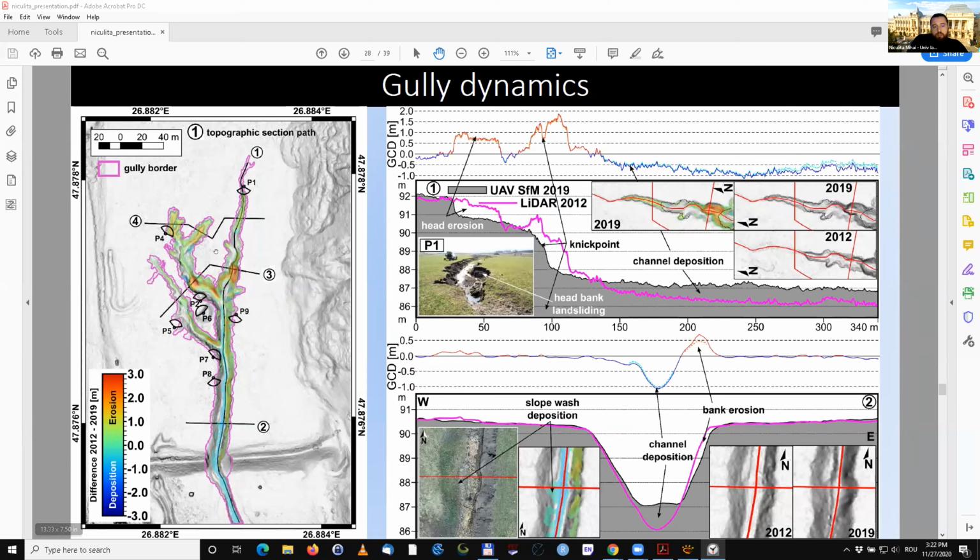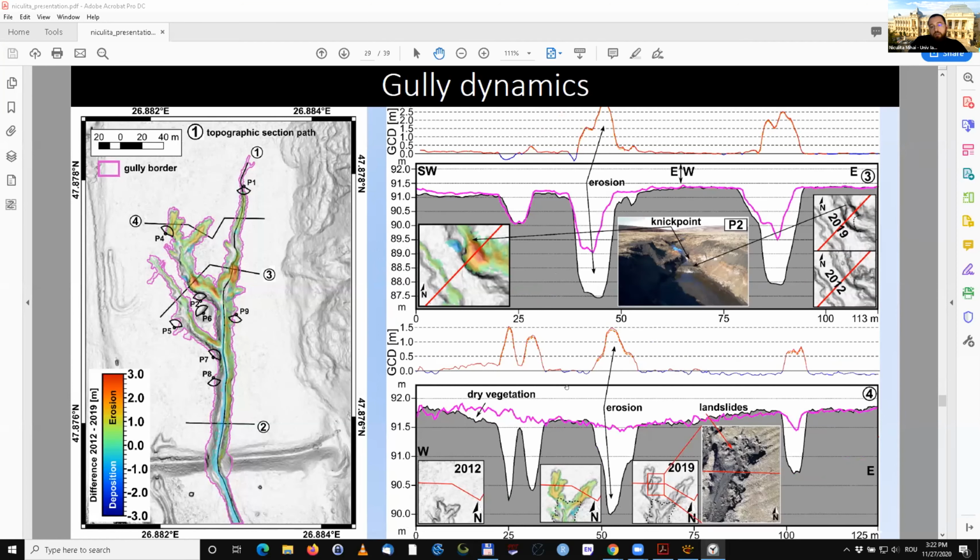This is a quite interesting gully which has evolved a lot along the main gully head. Here we see an interesting feature related to the LiDAR data, because in 2012, in February, there was snow and there was higher dry vegetation. You really need just 10 centimeters, and then you have to apply a specific methodology to remove that influence.